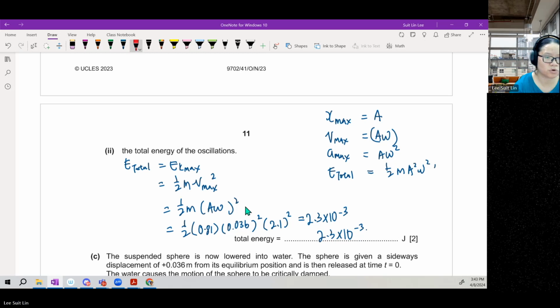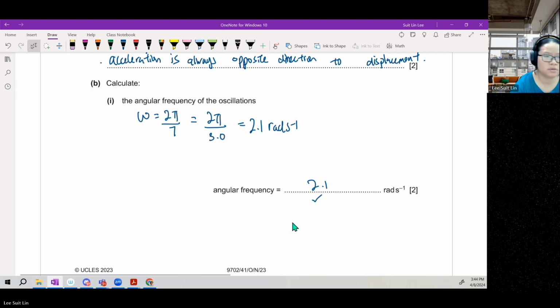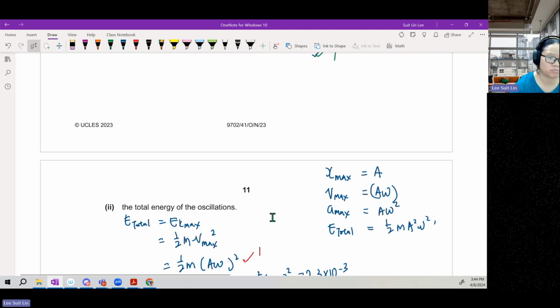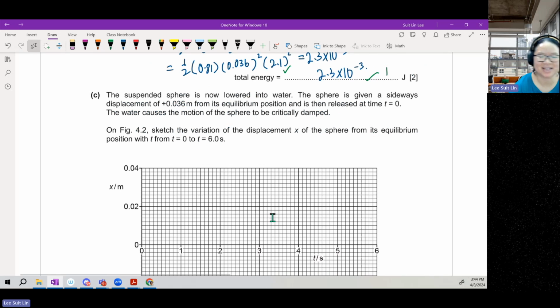All right, correct equation, 1 mark. Substitution seen leading to final answer, 1 mark. This one, equation, 1 mark, substitution leading to final answer. And they're all very doable. Simple harmonic motion is an easy one, unless they decide to throw a wrench into your situation.